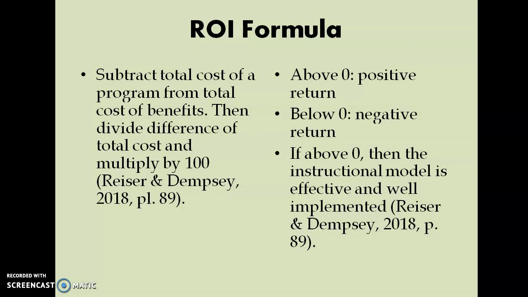If the percentage or number is above 0, then that is a positive return. Below 0 is obviously a negative return. If above 0, then the instructional model is effective and well implemented. So if it is above 0, then you are getting the information that you want and need, and it is being beneficial to the students, which is what you want.